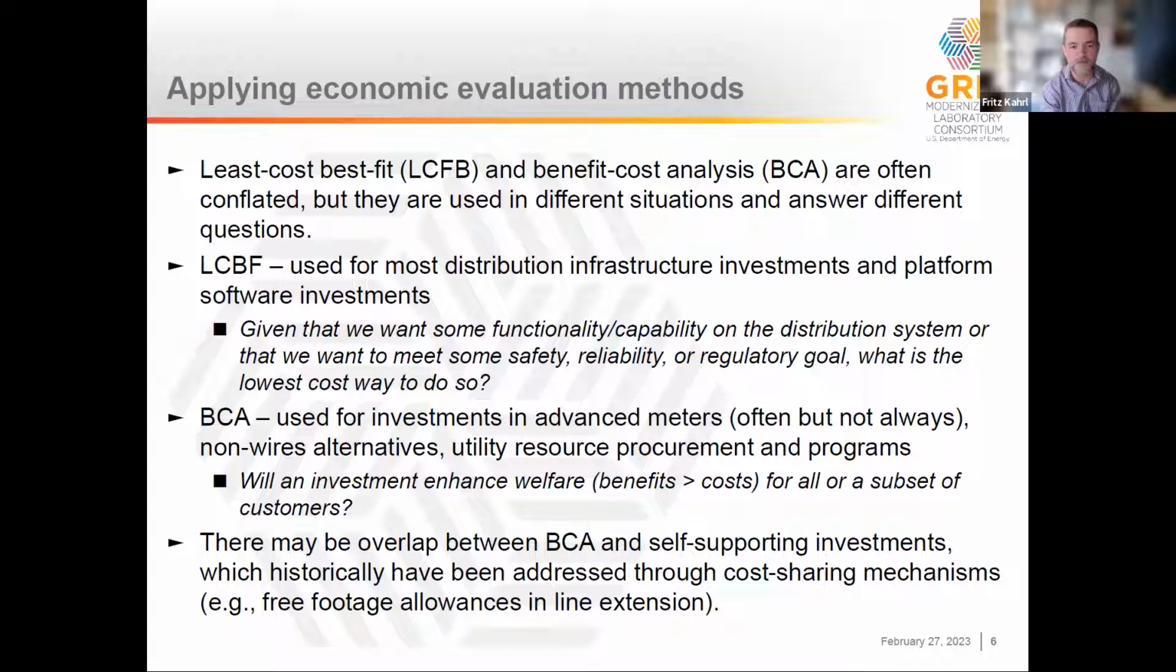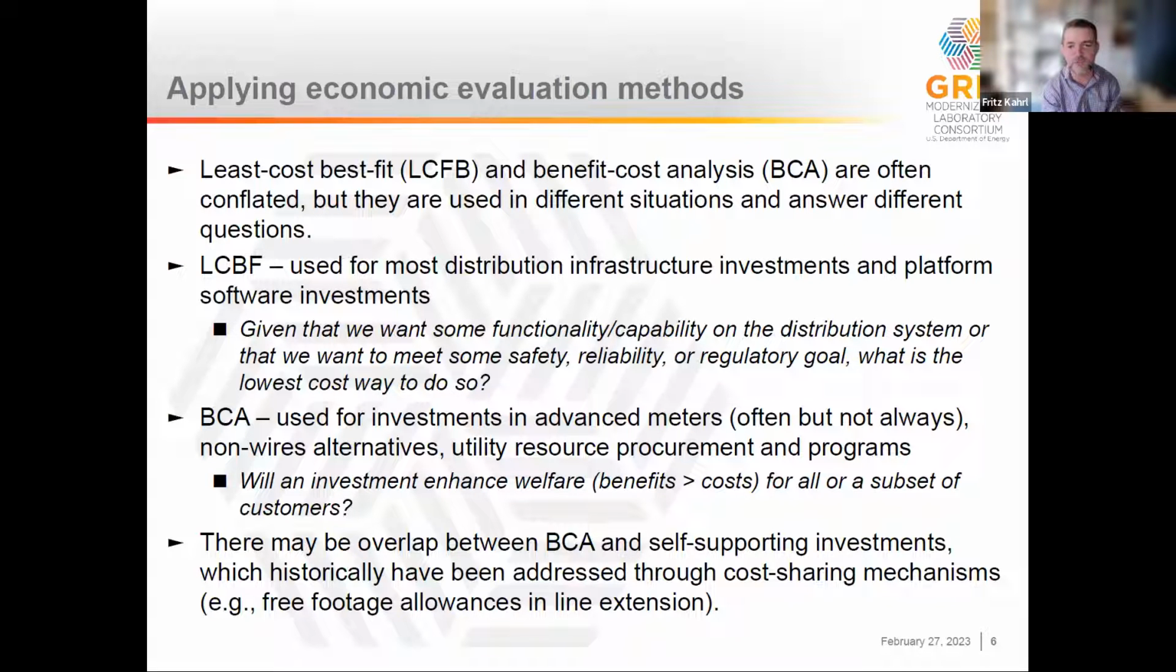We use least cost best fit planning for most distribution network investments. The benefit cost analysis question is, will an investment enhance social welfare? So that means benefits are greater than costs for all or a subset of customers. We use benefit cost analysis mainly for things like utility programs and procurement, including non-wire procurement.